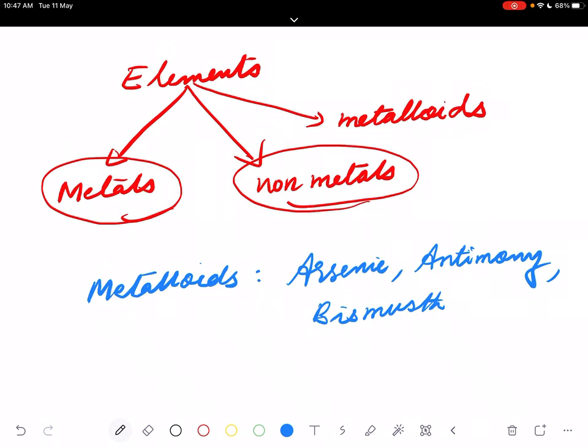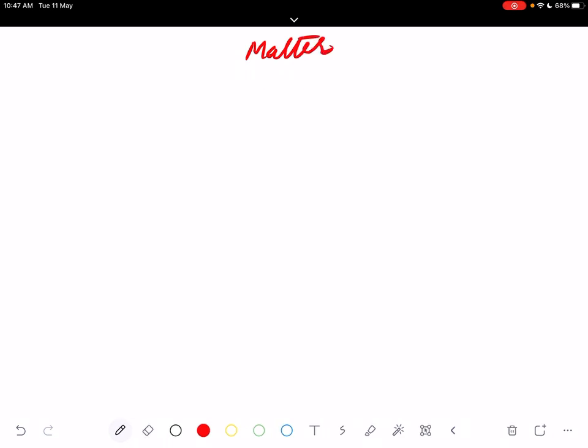So that's about the different classifications into which elements are divided. Elements may be metals, non-metals, or metalloids. So we are again going back to that previous starting matter. Matter is divided into pure substances and mixtures.